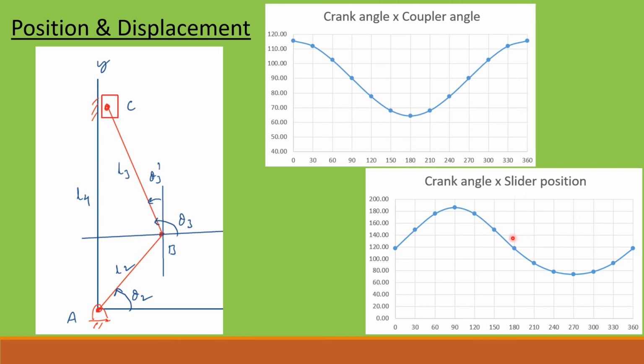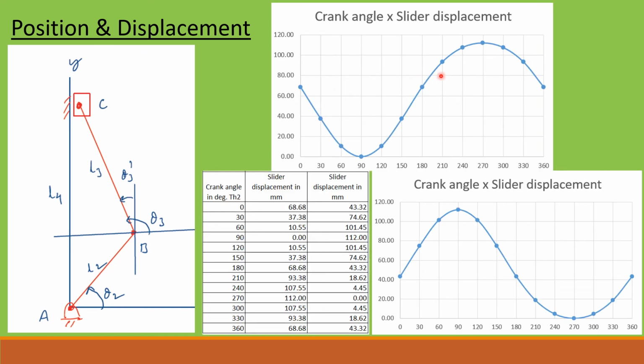Similarly, we have plotted crank angle versus slider position, and on the horizontal we have taken crank angle 0 to 360. On the vertical we have plotted slider position. So at 90 degrees we can see that maximum position. At 270 degrees we can see minimum position.